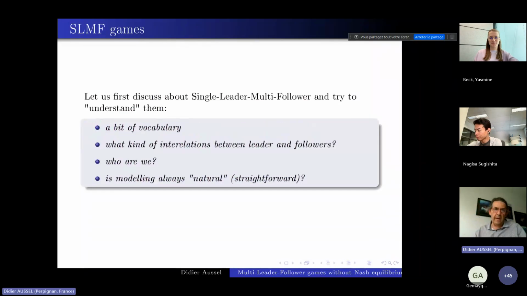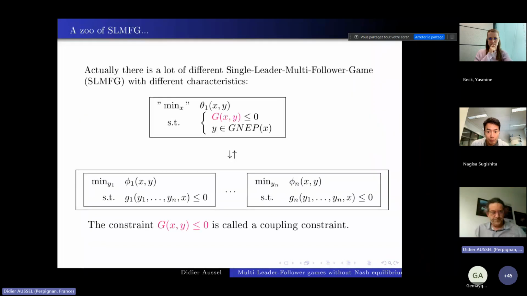Okay, so now I will concentrate for the rest of the talk on single leader multi-follower game. We'll speak about a bit of vocabulary. We'll speak about the relation between leader and follower and who we are, and actually what is a natural way to model this. And then after that, we'll go to single leader multi-follower game where you don't have Nash.